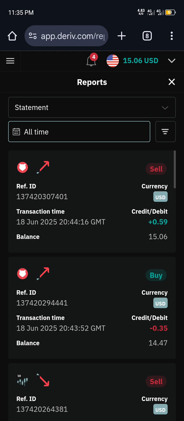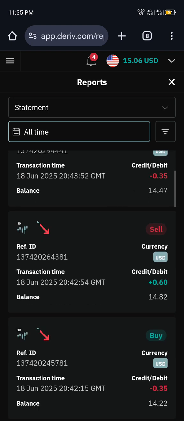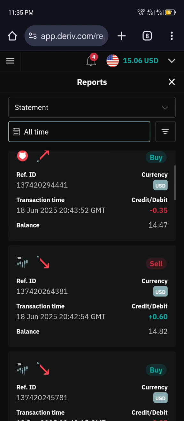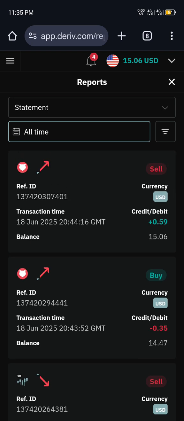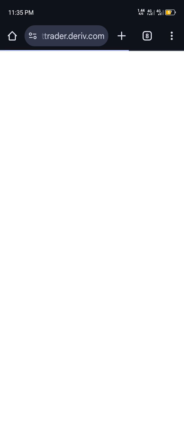This is the same account. We started with 5 USD. Now you can see it's 15 USD 6 cents. That's about 200% profit on top of the 5 USD. This is the account statement. I wanted to check the date. All right. We'll go back to see if the market will be favorable for us to build up the account.